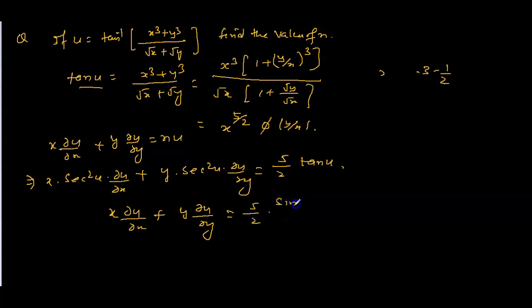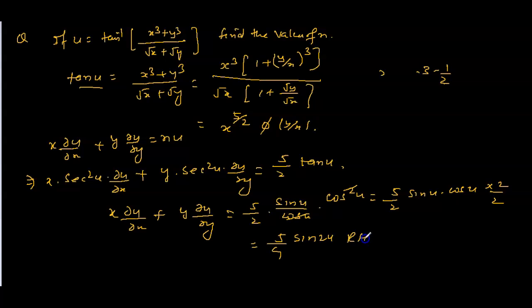You can write sine of u by cos of u, and here secant square will go up as cos square of u. So this cancels here, and we get 5 by 2 sine of u into cos of u. So you can multiply by 2 and divide by 2. This becomes 5 by 4 into 2 sine u cos u, which is sine of 2u. This is the RHS.